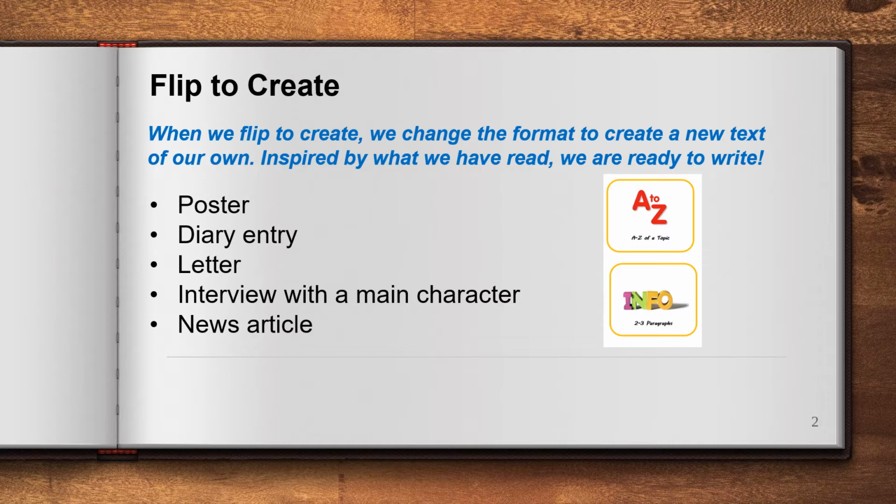even a newspaper article. And you can see here that there's something called an A to Z of a topic. And that's when, perhaps you've just learned about a tiger. And then you write down the alphabet A to Z and you think about facts that you've learned about the tiger going from A to Z. And it can be a really interesting thing to make an alphabet.